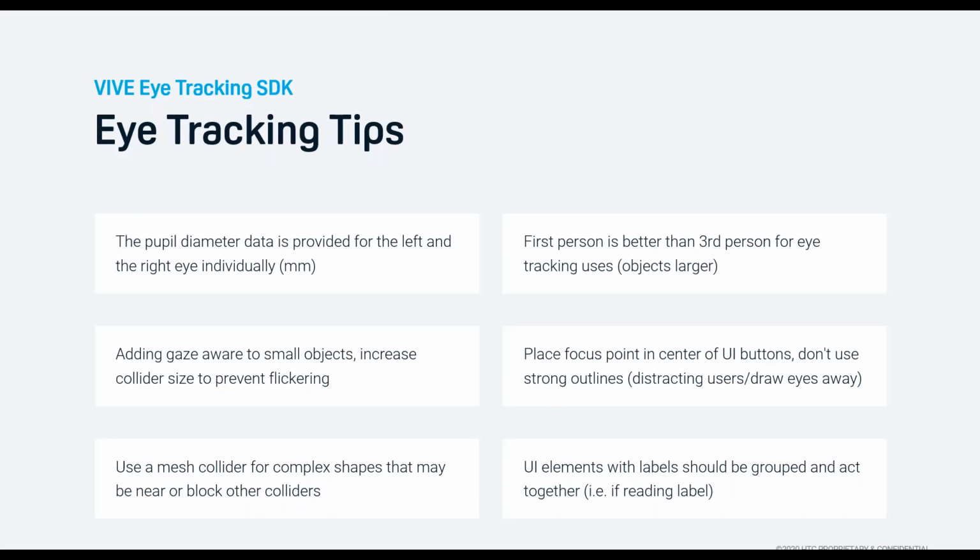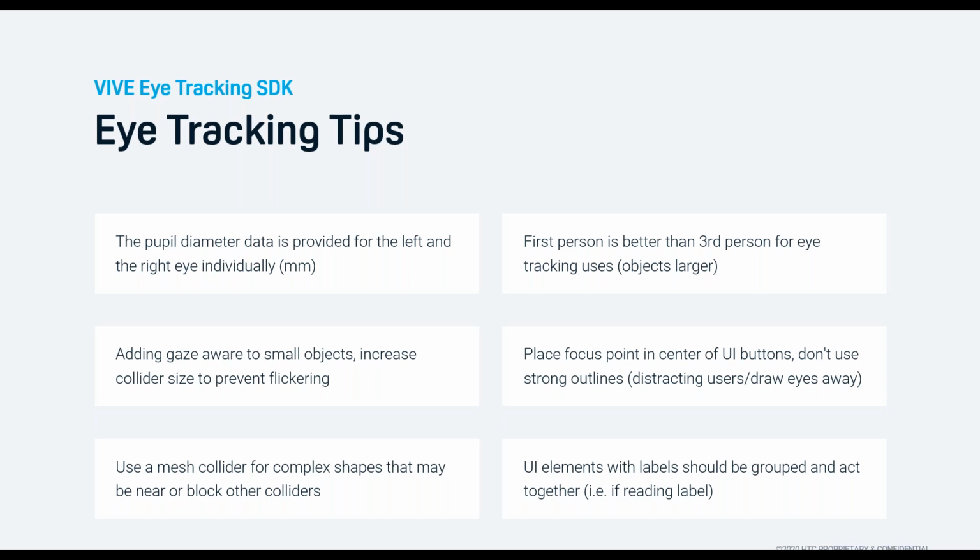Let's talk briefly about some of the tips and best practices when developing for eye tracking. The pupil diameter data is provided for the left and the right eye individually. Generally, it's best to measure relative changes in pupil diameter. That information can be very useful. First person viewpoint is better than third person for eye tracking uses. Generally, it puts you in the proper perspective and objects will be larger. If you are adding gaze awareness to small objects, it can be helpful to increase their collider size to make it easy for the user to focus on them.